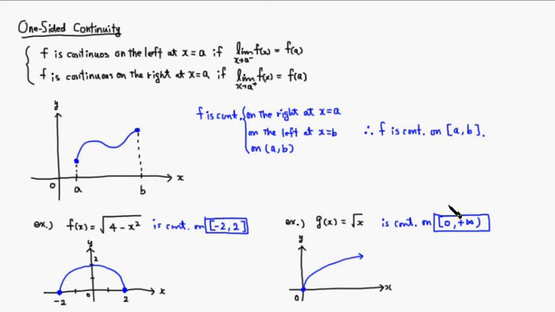So when you need to discuss continuity at the endpoints, we can use one-sided continuity, since we cannot talk about the regular continuity because the limit doesn't exist there. All right, that's it. I hope that this was clear.